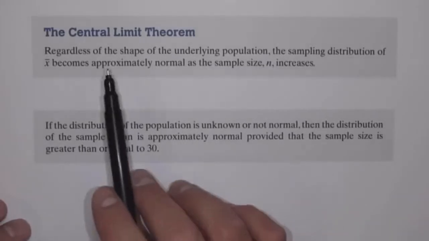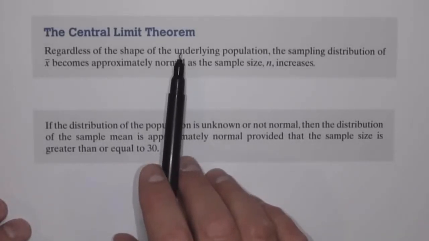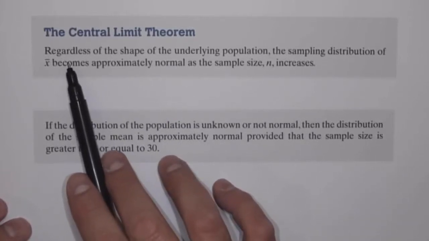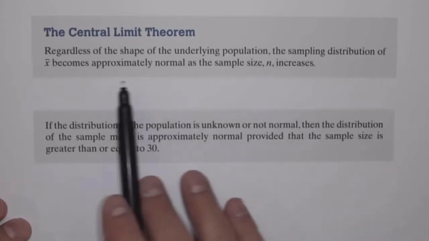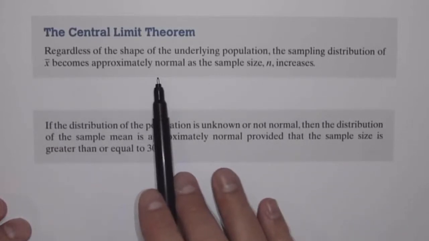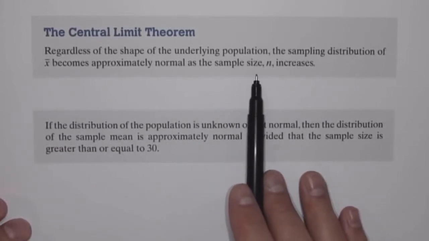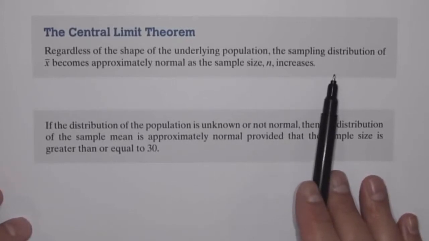In this video, we're going to look at the central limit theorem. The central limit theorem says, regardless of the shape of the underlying population, the sampling distribution of x bar becomes approximately normal as the sample size n increases.